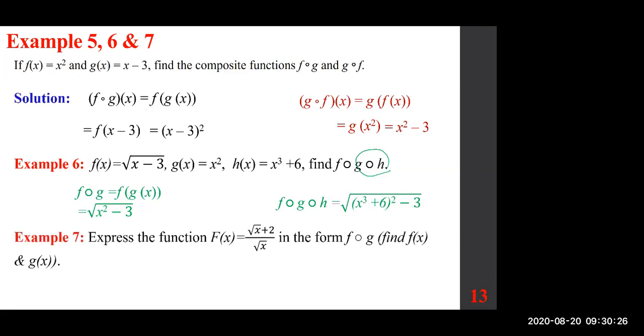Now, when it comes to finding f and g where f o g is given, it may not be a unique answer, but it is only done by inspection, class. I can't emphasize this enough. So we want to find two functions. We want to find f of x and g of x such that their composite function becomes square root of x plus 2 over square root of x. Now, it's not unique, but some are easier than the others, okay?